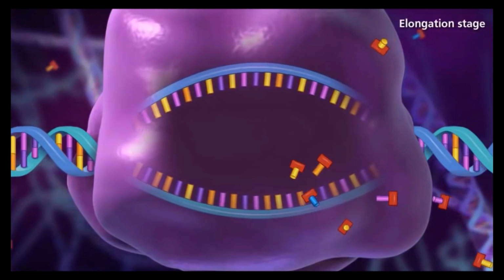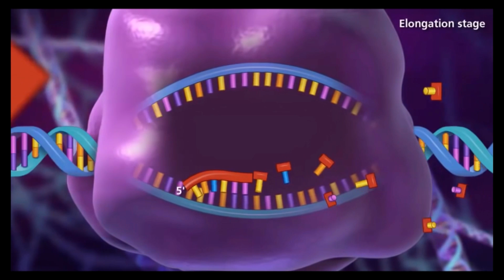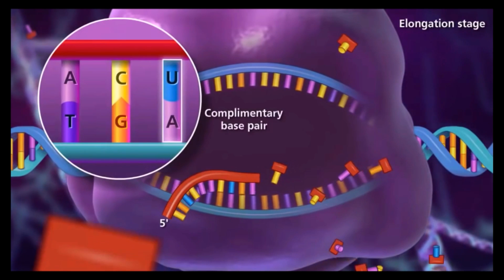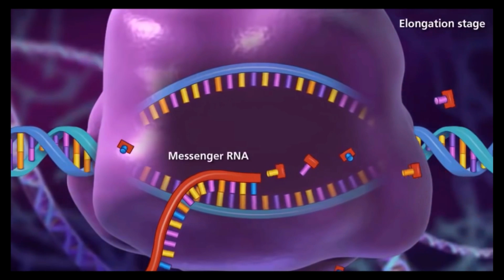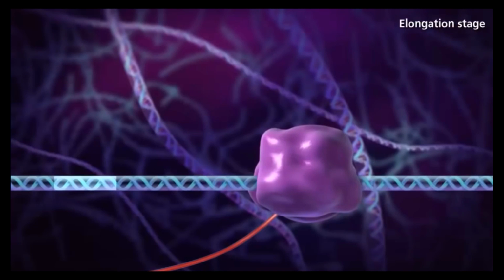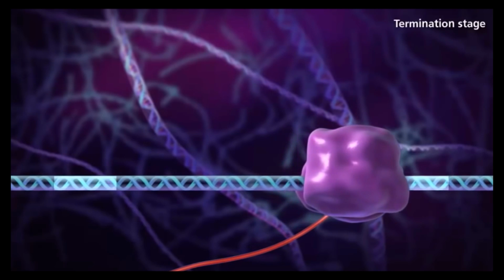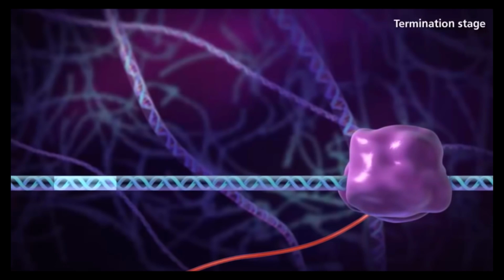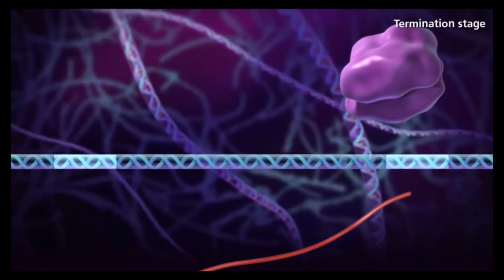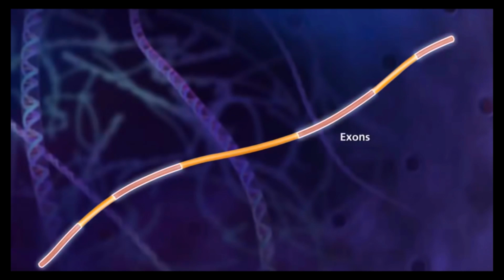Then, during elongation, the RNA polymerase slides along the template DNA strand. As the complementary bases pair up, the RNA polymerase links nucleotides to the 3' end of the growing RNA molecule. Once the RNA polymerase reaches the terminator portion of the gene, the messenger RNA transcript is complete and the RNA polymerase, the DNA strand, and the messenger RNA transcript dissociate from each other.